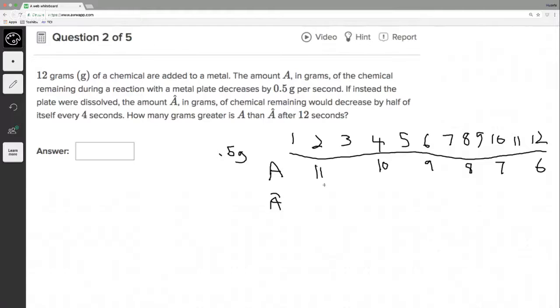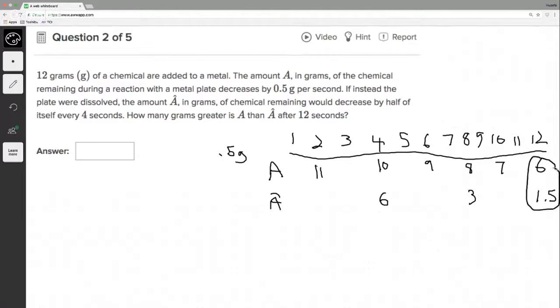So we're starting at 12. After 4 seconds, we're at 6. Then we go another 4 seconds to 8, and we're at 3. Then another 4 seconds, and we're at 1.5. You see how that works? It goes half of itself every 4 seconds. So these are the two values we're comparing.